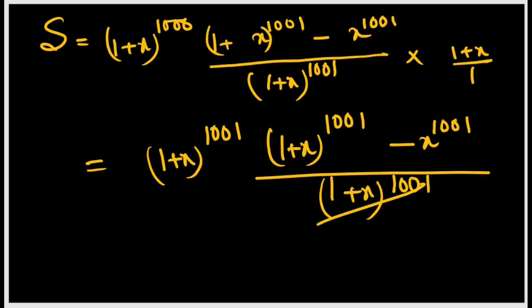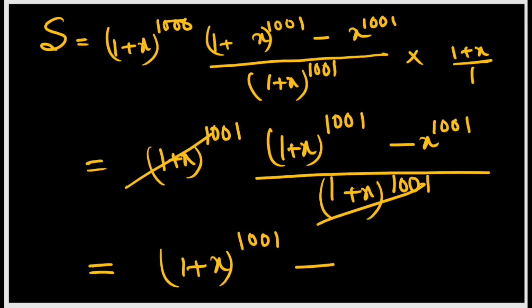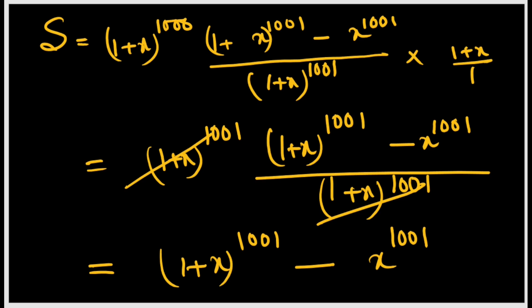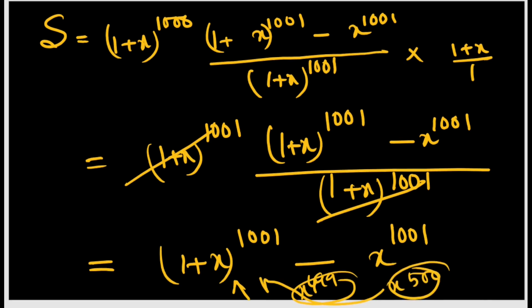So this term and this term are cancelled. So the final term we get is (1 + x)^1001 - x^1001. In the question, we are actually finding the x^499 and x^500 coefficients. So the sum gives (1 + x)^1001 - x^1001, and only the terms x^499 and x^500 are involved. These terms are only here.